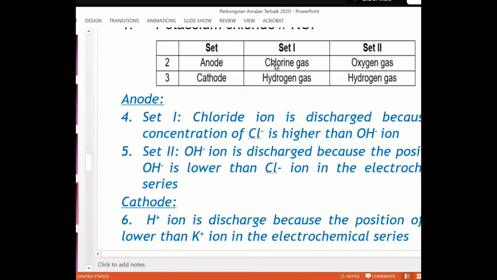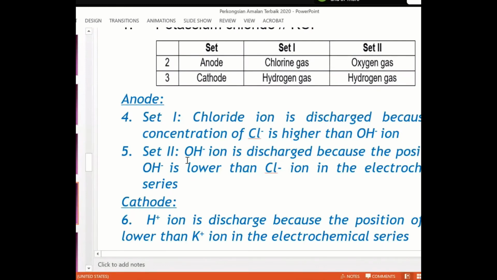So why do they have formation of chlorine gas over here? At the anode, we need to explain this. Because the chloride ion is discharged. You must mention the keyword discharge, especially when you want to explain electrolysis. You must also do the comparison, because the concentration of Cl minus ion is higher than hydroxide ion. If you don't write down the word ion, it doesn't matter, because with the formula we understand it is the ion.